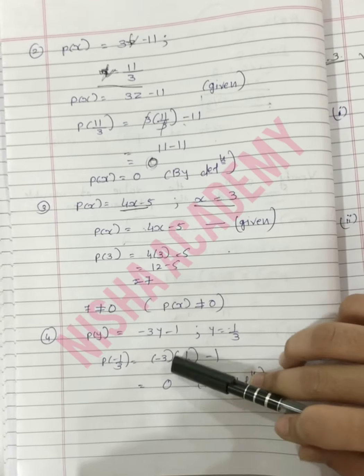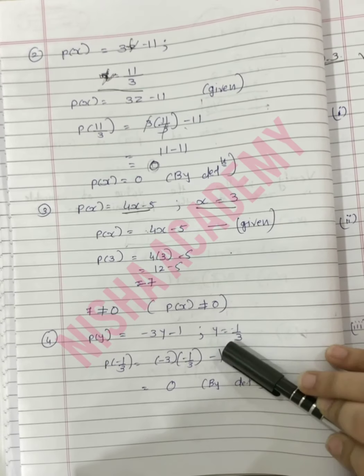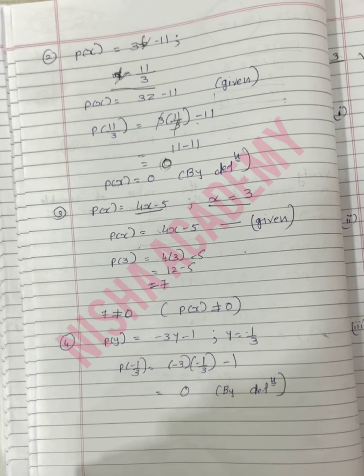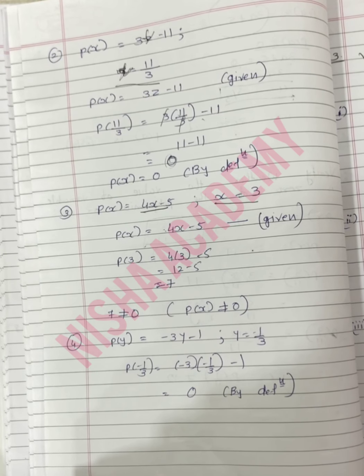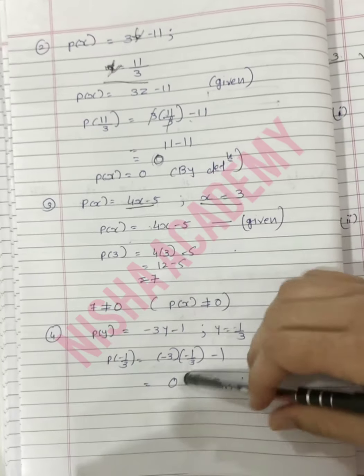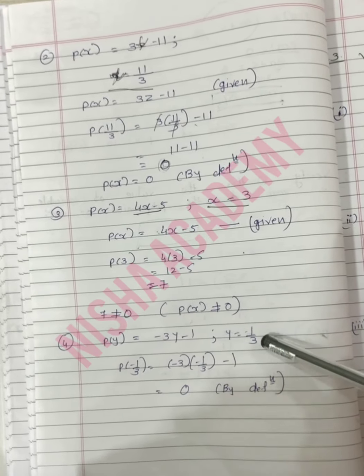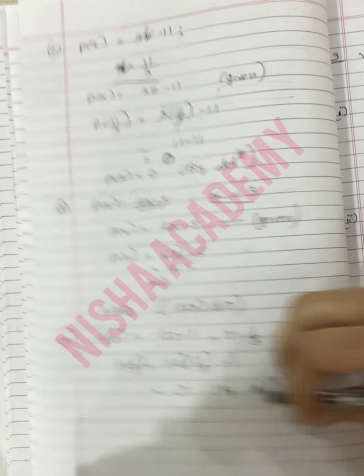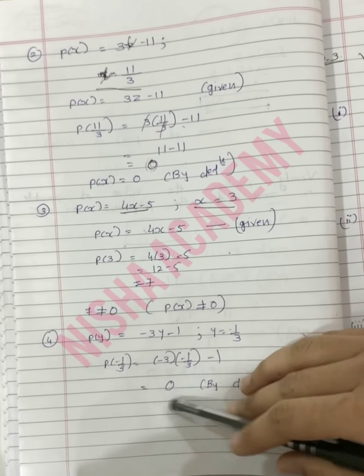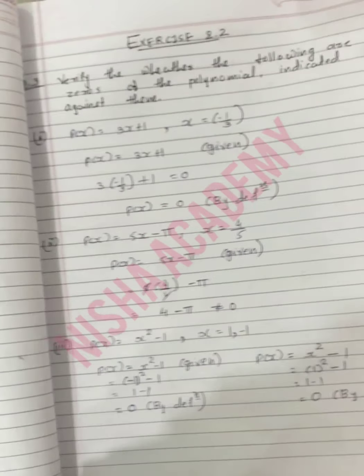Same way, p of y equal to minus 3y minus 1. So y equal to minus 1 by 3. Just put minus 1 by 3 in place of y. So we are getting 0. So here y equal to minus 1 by 3, your minus 1 by 3 is a zero of the polynomial. Why? Because by putting minus 1 by 3 we are getting 0.